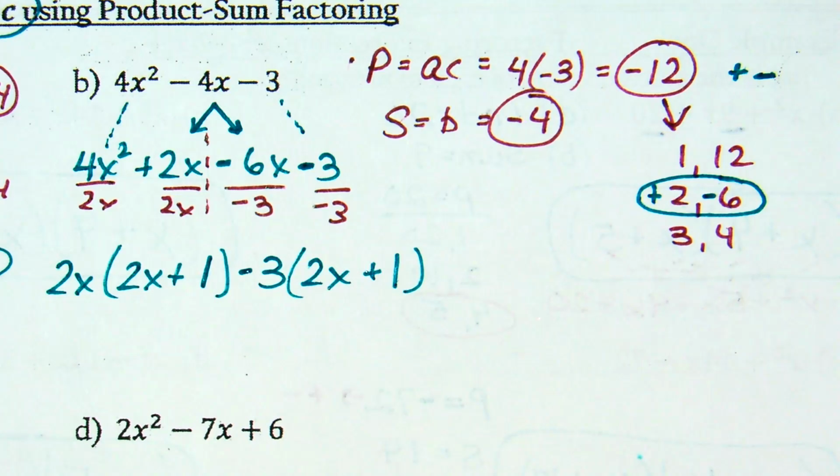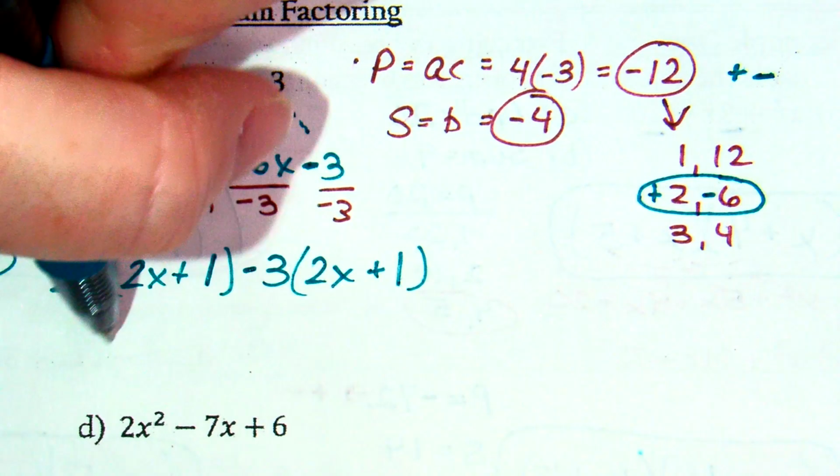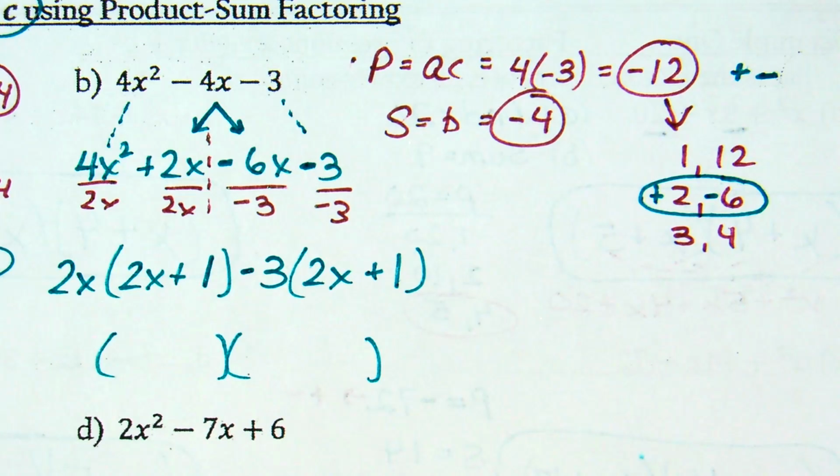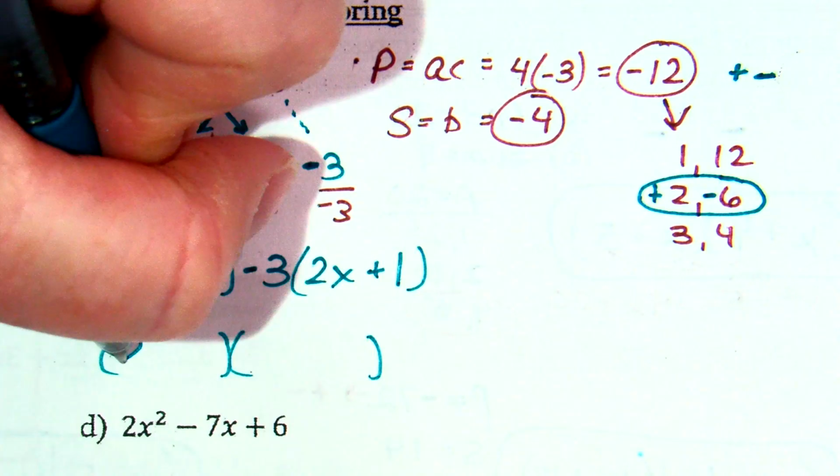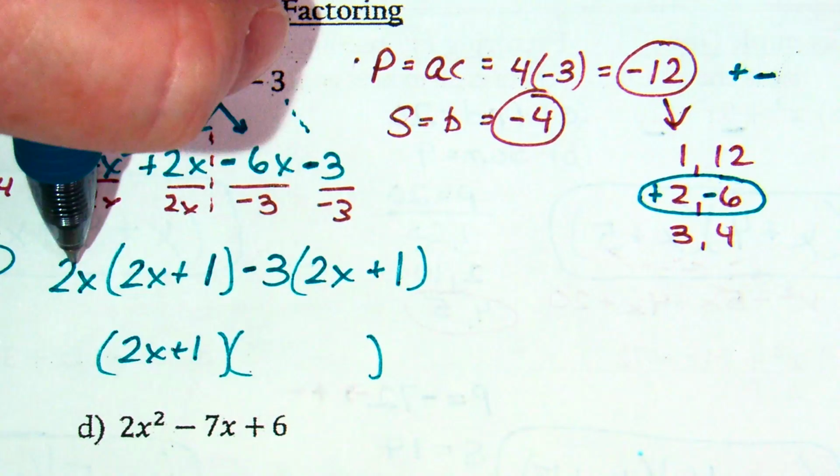What do you think? Success? Yes. Yeah, my 2x plus 1's match, right? That's my idea of success. So, the final answer is still 2 parentheses. One parenthesis is my matching 2x plus 1's. The other parenthesis, your GCFs of 2x minus 3.